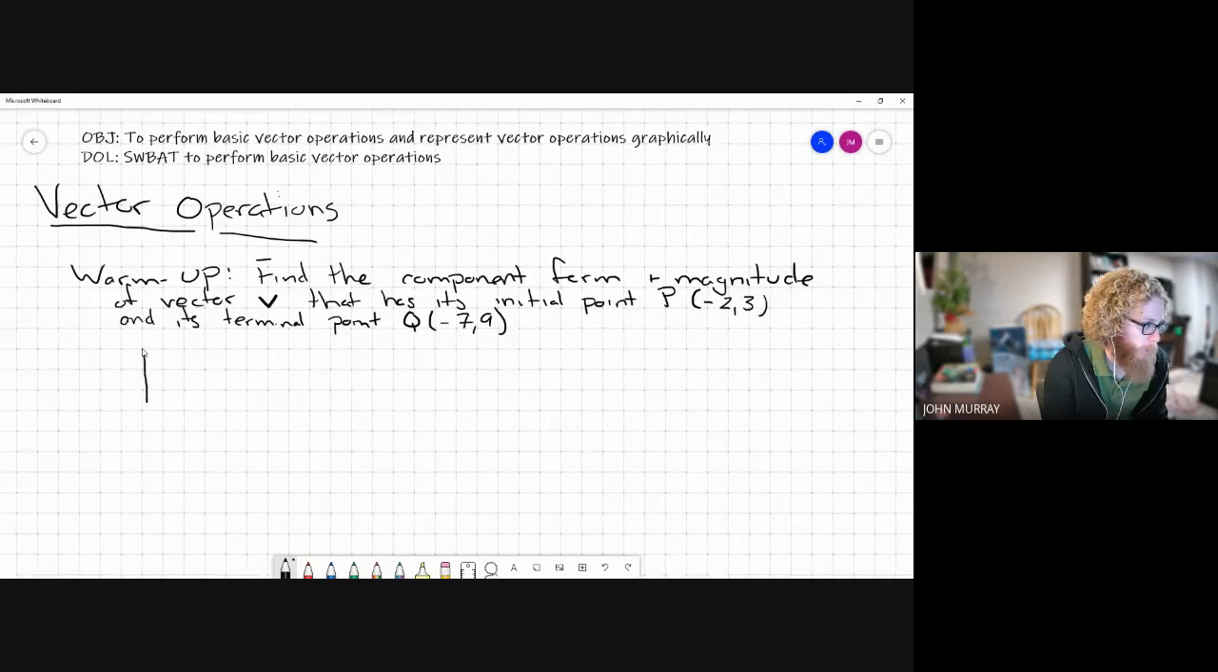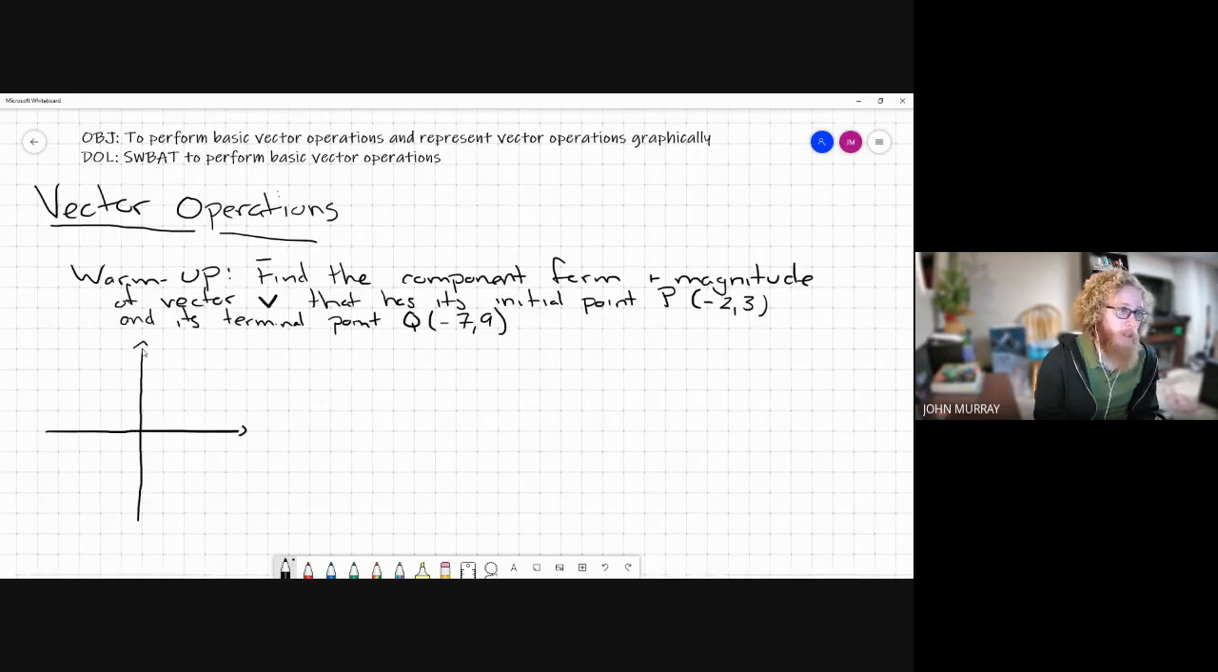I cannot draw a straight line. What's going on? All right, that's as straight as we're going to get. That one was so much better.